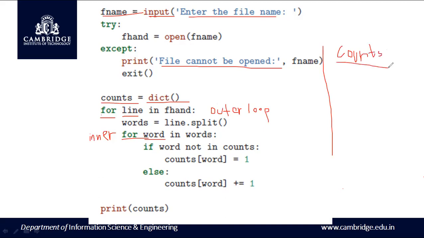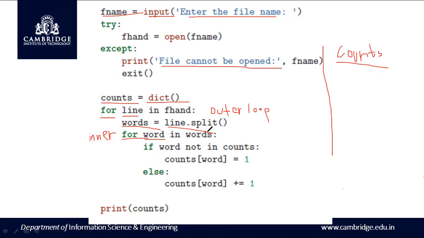In this dictionary, there is nothing, so it is empty. For line in fhand, it opens the file named Romeo and Juliet. For each line in fhand, each line is traversed. It goes to the first line. Then the next statement is words = line.split(). So what does this split do?